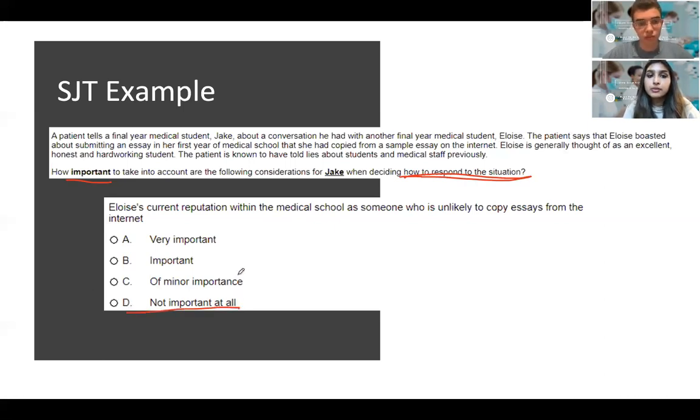But of course, if you picked of minor importance, you would still get marks for that. And it depends on how the UCAT marks this. But I would say, because it's looking at how Jake would respond to a situation, it shouldn't influence how he responds to a situation, because he would still have to speak to her. So I would say not important at all.